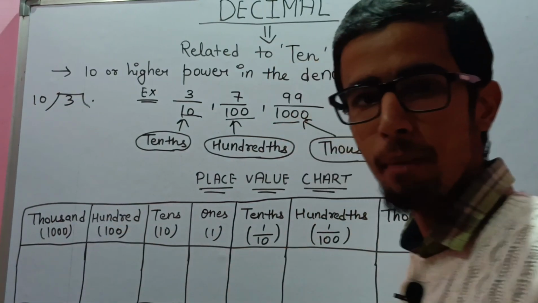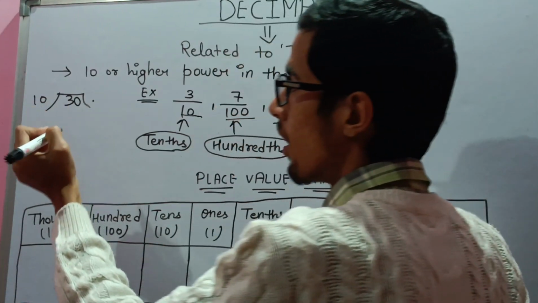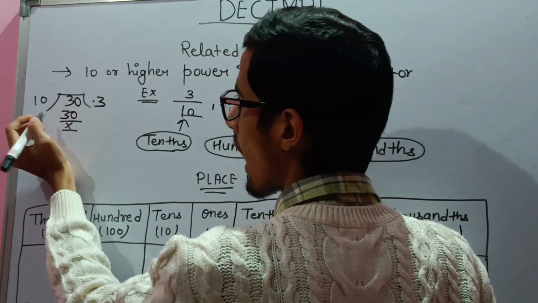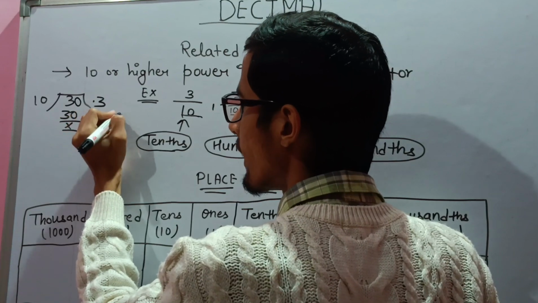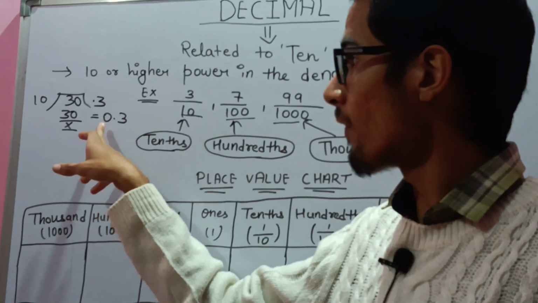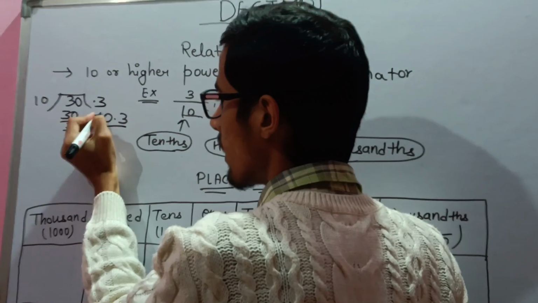When we apply a decimal, we put a 0 in the dividend part. So 10 threes are 30. So the answer is 0.3. There is no value before the decimal, so we always put the 0. So the answer is 0.3.